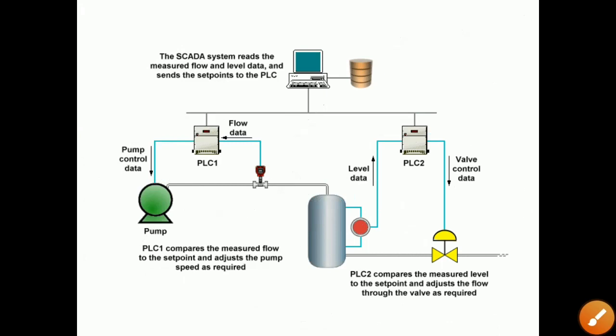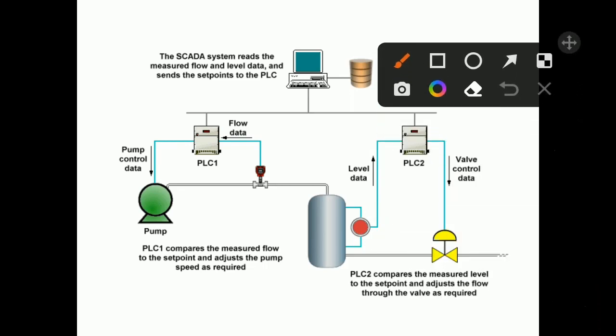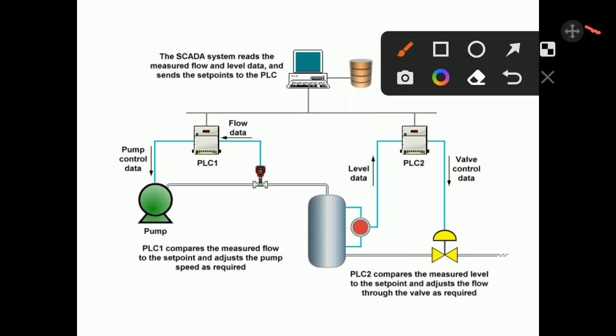This is one practical example showing how a SCADA system works. In this case, the SCADA system computer is shown over here. What is the purpose of the SCADA system? It reads the measured flow and level data and sends the set points to the PLC.